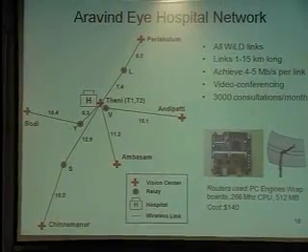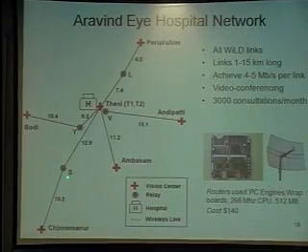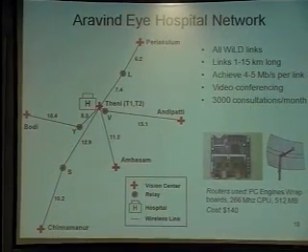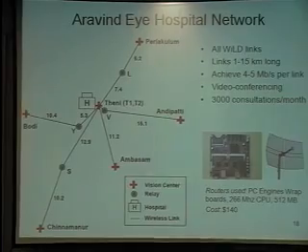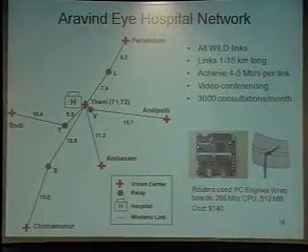All of the links are actually having quite good bandwidth. You can use relays, so there's a couple relay points here. They work fine. They don't seem to affect the bandwidth much. Obviously, they affect the cost a little bit because you need more radios.